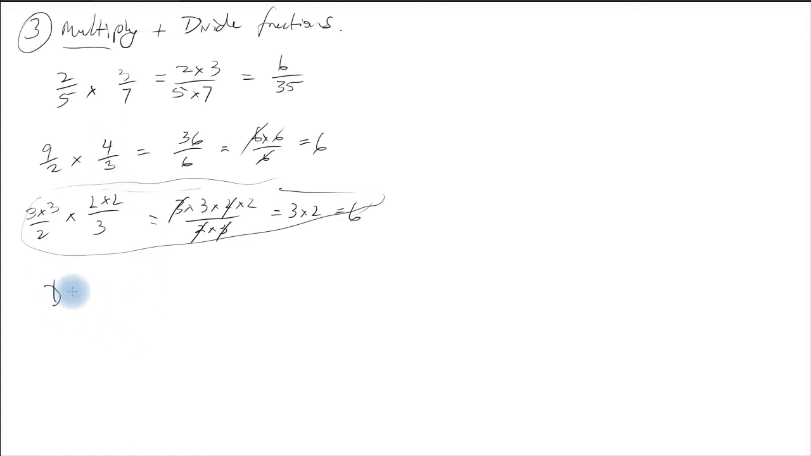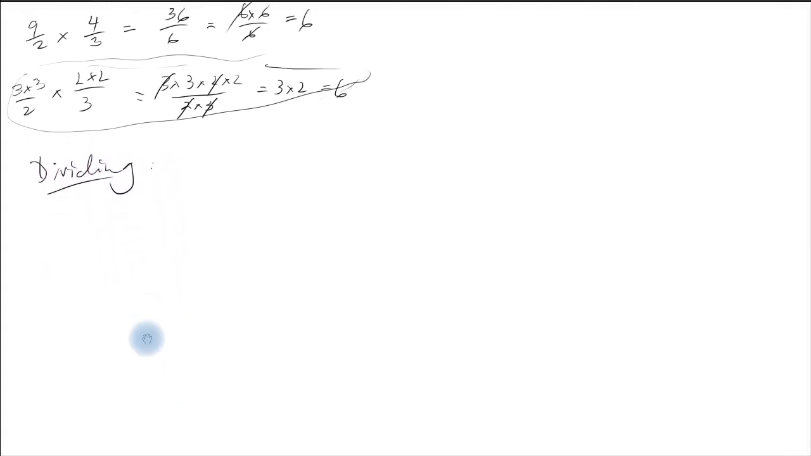Okay, on to dividing. Dividing is a bit of a nuisance for lots of people. So if you have 2 on 3 divided by, let's do a whole bunch of different cases, 5 on 6. With dividing, the key thing to remember is flip and multiply.